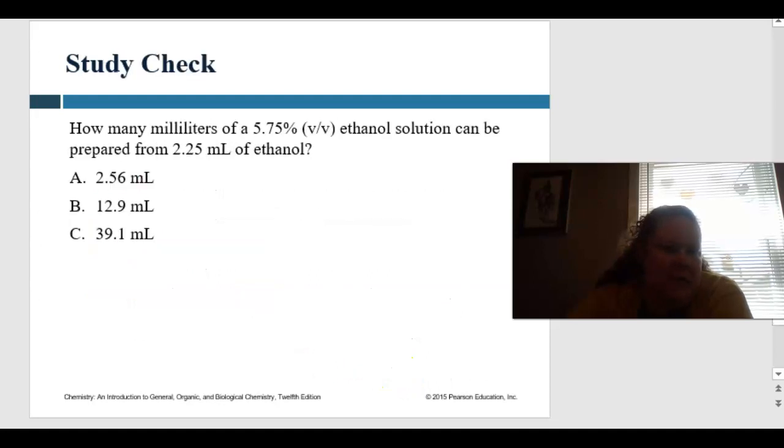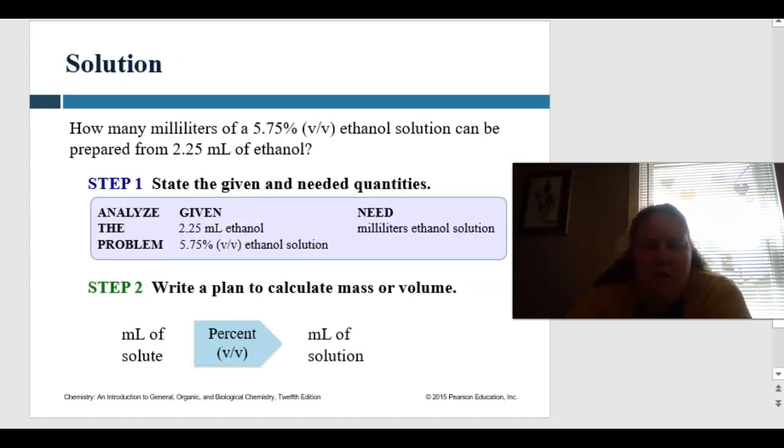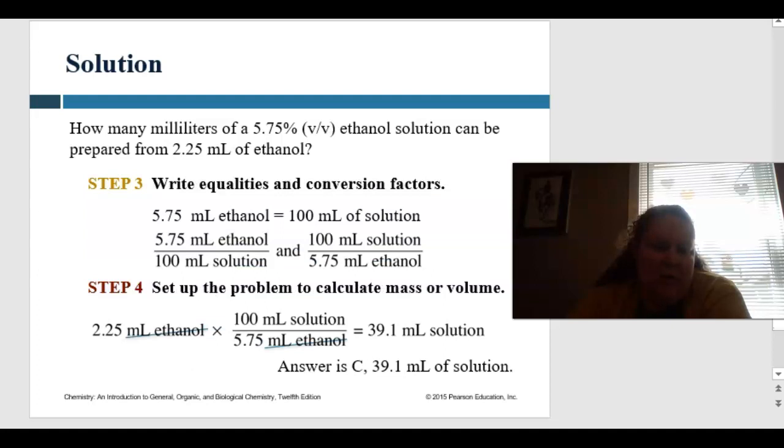All right, so let's try this again. How many milliliters of a 7.5% ethanol solution can be prepared from 2.5 milliliters of ethanol? Pause me and come back. So given this, we need milliliters of ethanol solution. So let's write a plan to calculate the mass or volume, and let's write the equalities and conversion factors, and then set up the problem so that we can calculate the mass or volume. So we end up getting the answer C, 39.1 milliliters.